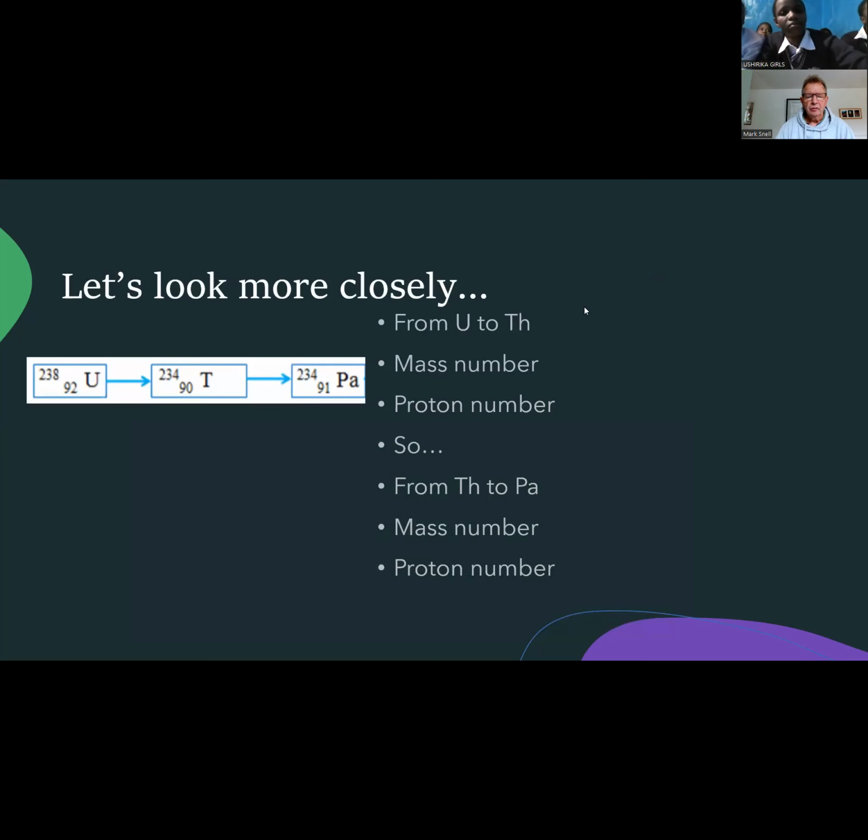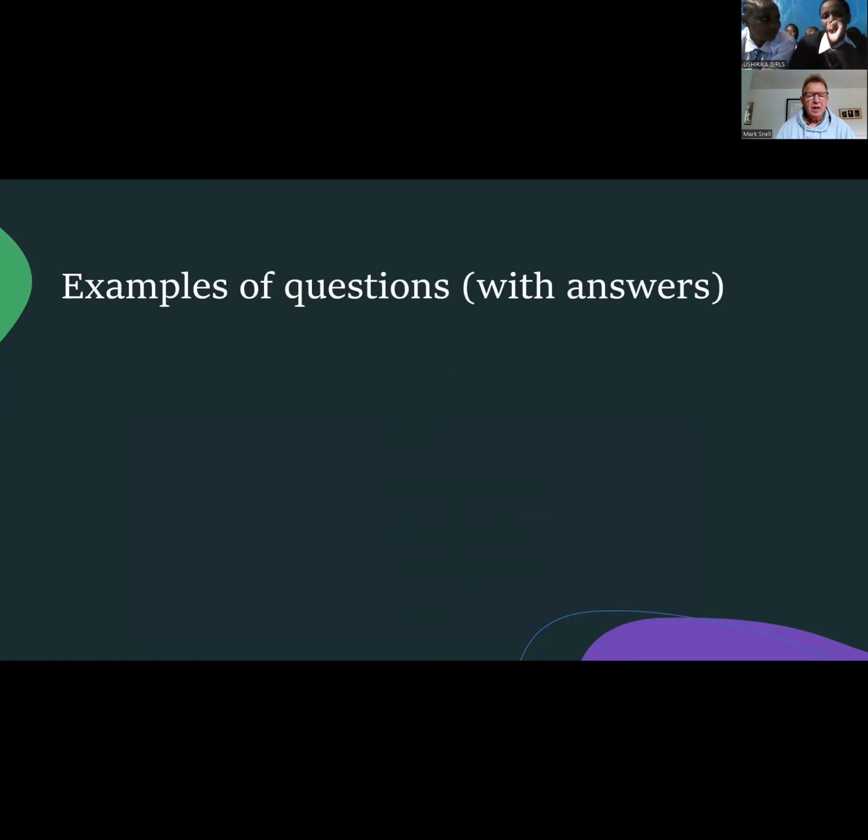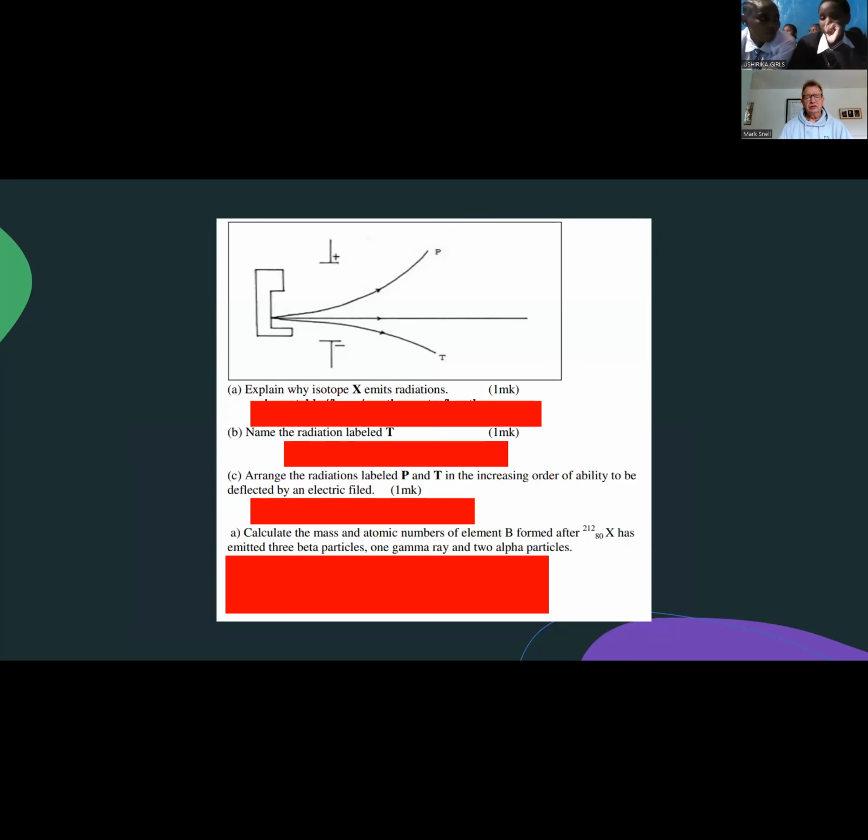So what you need to do is look at what happens to the mass number and the proton number, and decide. Okay, simple stuff. So here are some questions with the answers covered up, and I'm going to ask you to have a look at some of these.